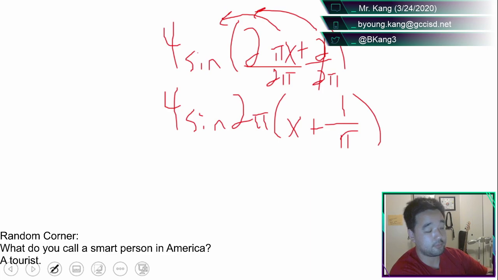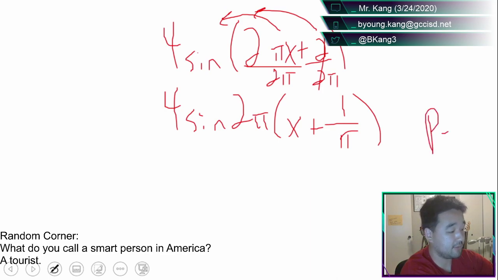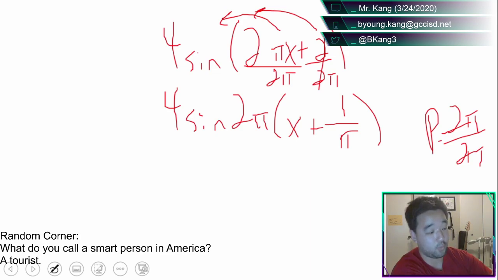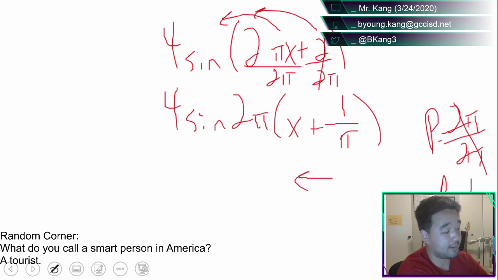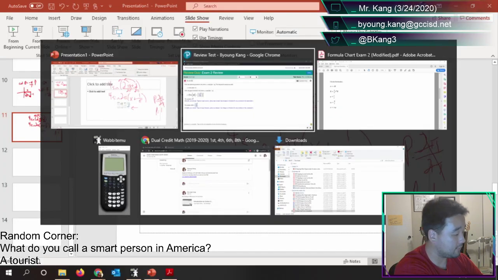So whenever you're doing all the pieces of this problem, amplitude would have been 4. I don't have a vertical shift. Your period would have been 2 pi divided by 2 pi, which is just going to be 1. Yeah, the period is 1 radian. That's weird because you don't have a pi in a radian problem, but. And then your phase shift would have been to the left by 1 over pi, or a phase shift of negative 1 over pi. So that's why it looks the way it does on the review.